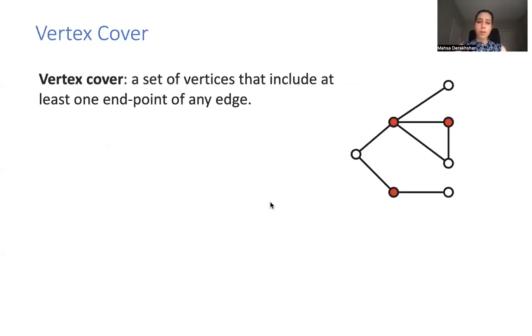Minimum vertex cover of a graph is the smallest subset of vertices that includes at least one endpoint of any edge. So if you consider this graph, the red set forms a vertex cover of this graph.